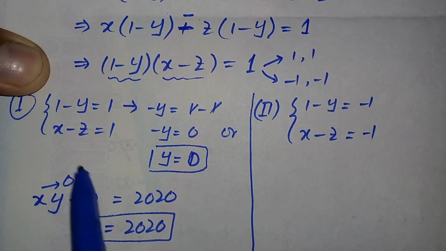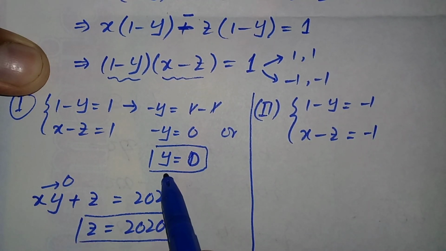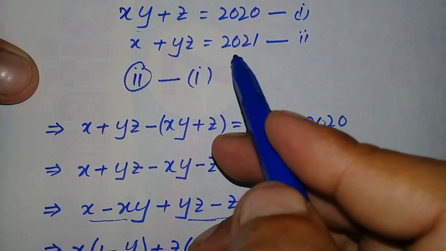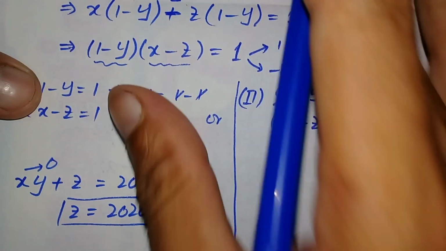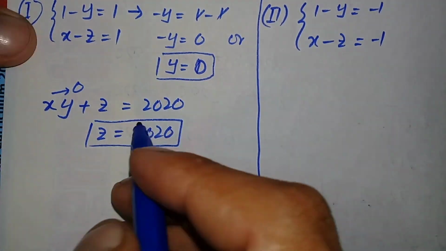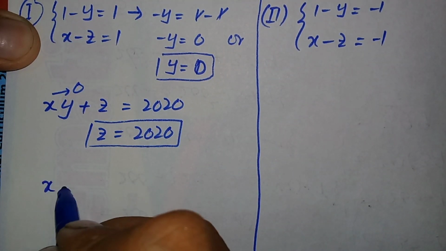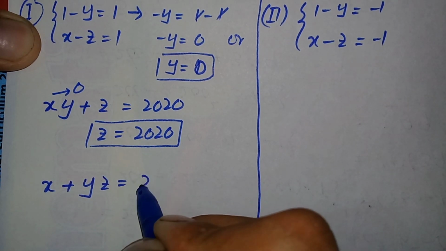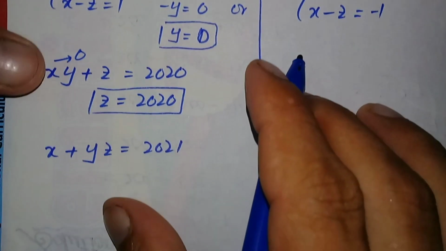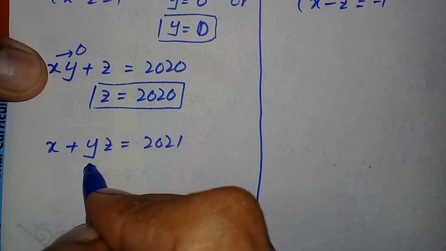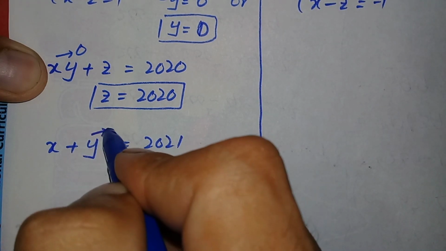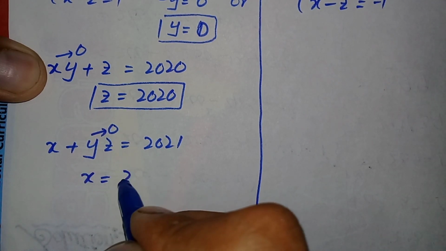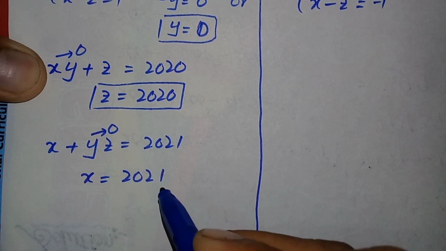Now to find the value of x, we will put the value of y equal to 0 in equation number 2. So first we will write equation number 2, that is x plus yz is equal to 2021. When we put the value of y as 0, this term will become 0, so only x will be left, and the value of x will be 2021.